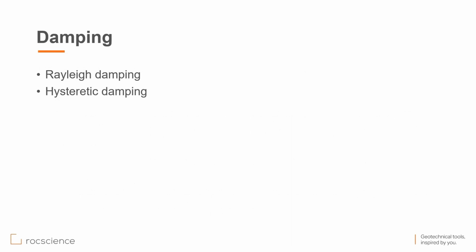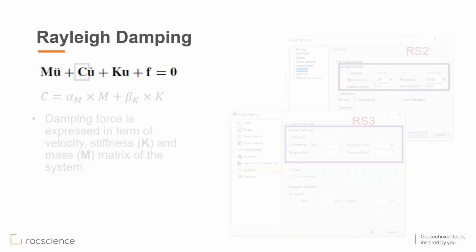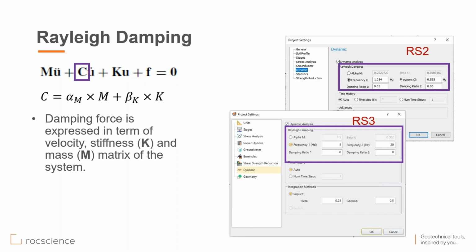We provide two methods of damping in RS2 and RS3. The first one is Rayleigh damping, and the second one is hysteretic damping. And now you can come back to the equation at the beginning. The C is the damping matrix, and in the Rayleigh damping, the C will be related to the mass matrix and the stiffness matrix by alpha M and beta K, and it's also related to the velocity of the system.